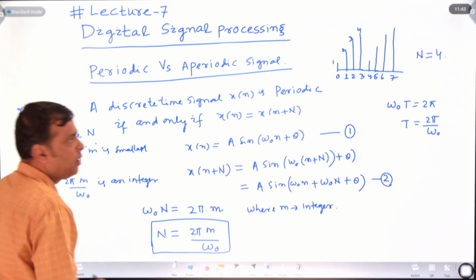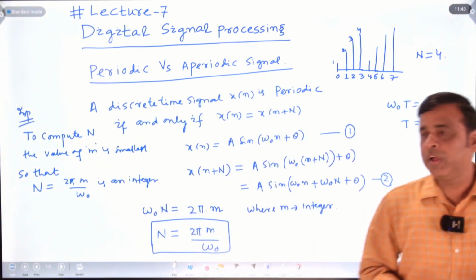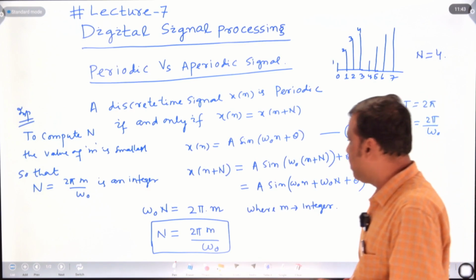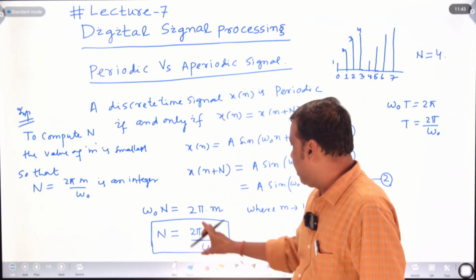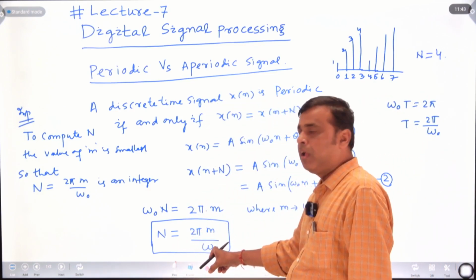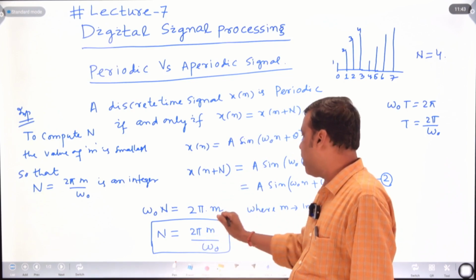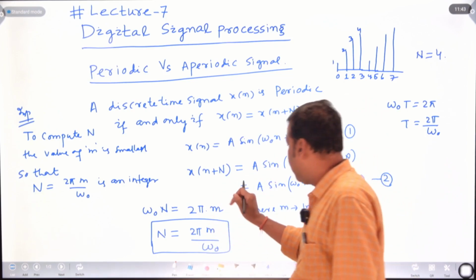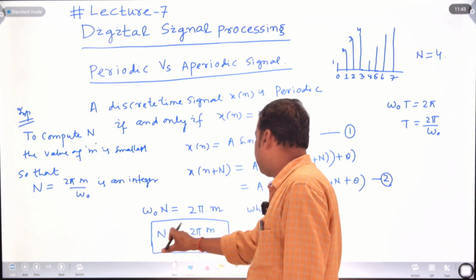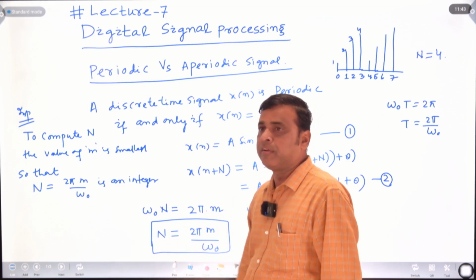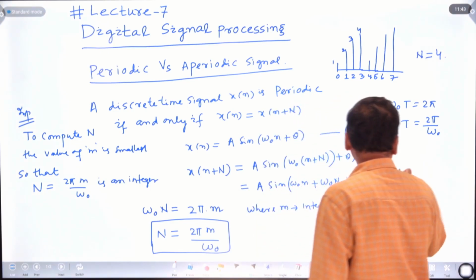This concept you must keep in your mind when you are going to calculate the fundamental period of a discrete time signal. N equal to 2 pi into m by omega naught. You have to select the least value of m so that N equal to 2 pi into m by omega naught must be an integer. For example, I will give you an example.